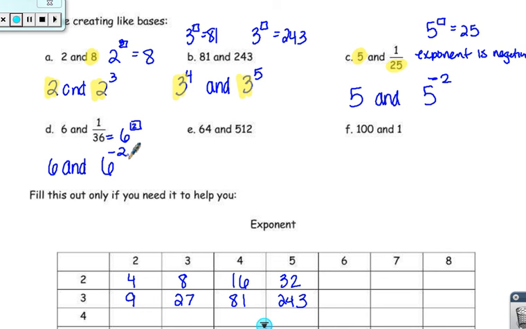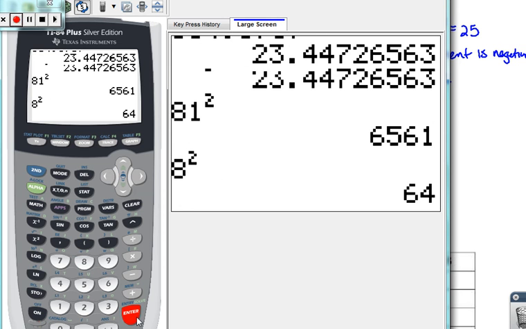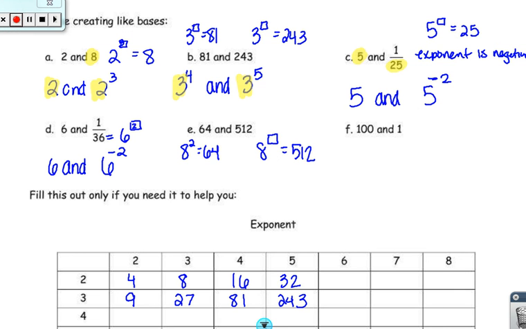Okay, 64 and 512. What do you know about 64? What's a common way to write 64? I know that 8 squared is 64. Is there a way to make 512 with a base of 8? 8 to the what power is 512? Does that work? We said 8 squared is 64. 8 to the third is 512. So that does work. So we have 8 squared is 64, and 8 to the third makes 512.